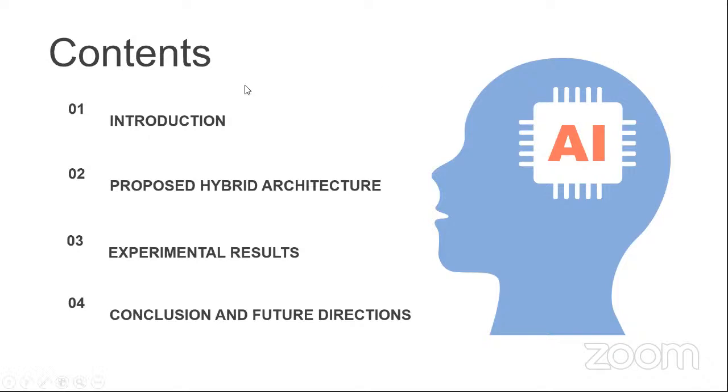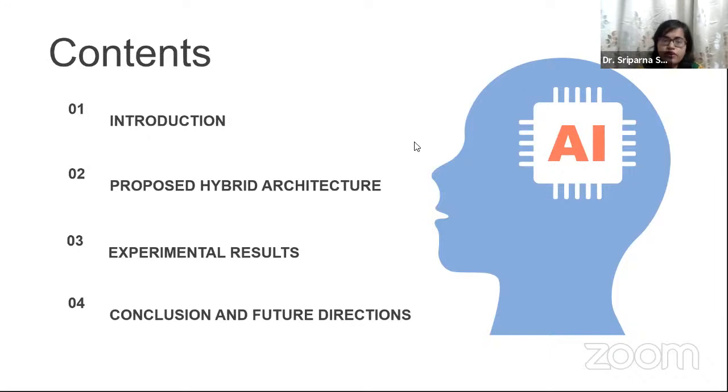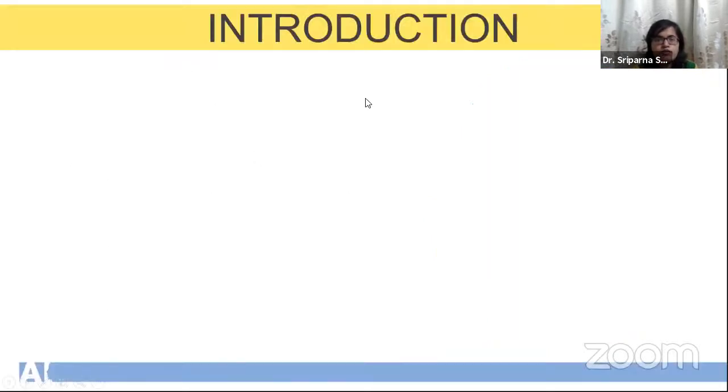In a similar way, here we are going to have today's application, with the hybrid architecture of the neural network that we are going to propose in the second part. And in the third part of the paper, in the same way as earlier, we are going to give the experimental results, and in the fourth, in a similar fashion, we give the conclusion and the future direction. So we are now talking about the introduction of this work.